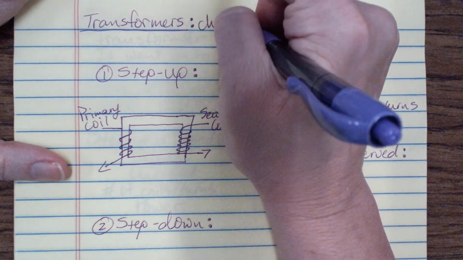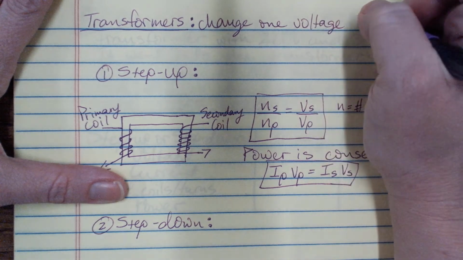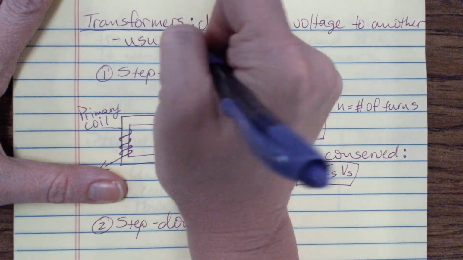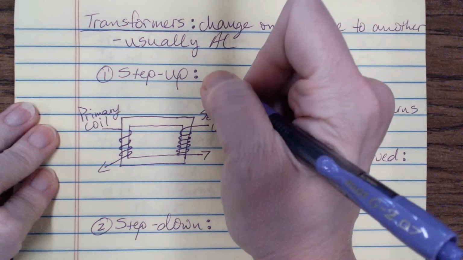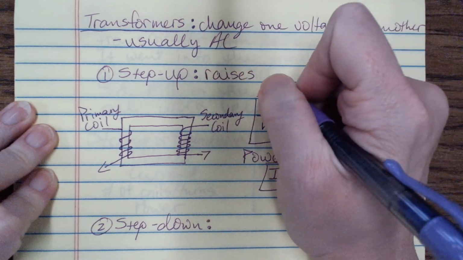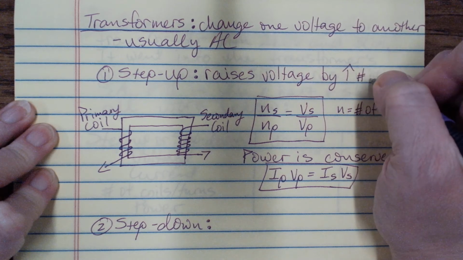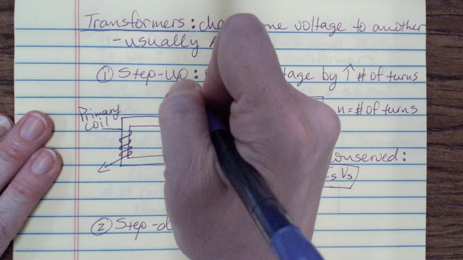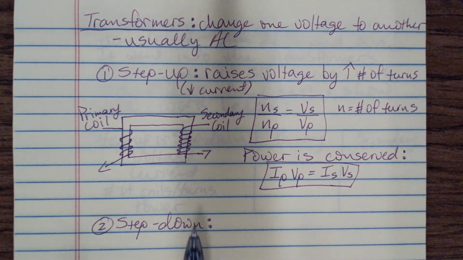Transformers change one voltage to another. Okay, so these are usually alternating current. Okay, so you have two different ones. You have a step up and a step down. Okay, so a step up transformer raises voltage by increasing number of turns. And so if it increases the voltage, then it decreases current. So this is a step-up transformer.